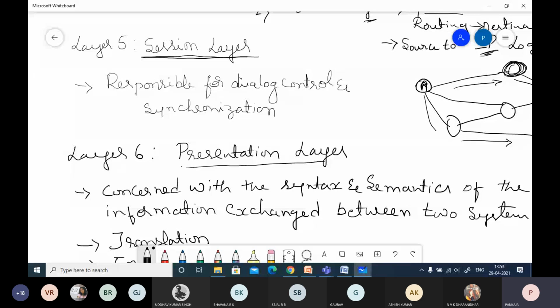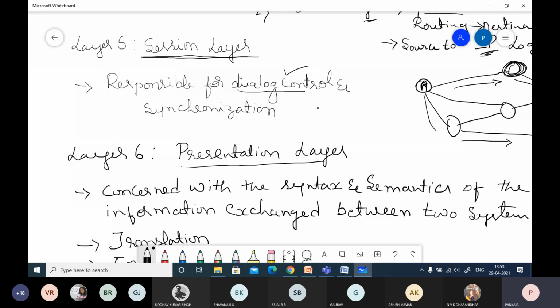Your session layer is responsible for dialog control. That is the conversation. It is somewhat like a conversation when two end systems want to communicate, so it has to establish dialog control, that is, the exchange of information. How exactly this exchange takes place, either using half duplex mode or full duplex mode. So this layer is responsible for dialog control between the two devices.